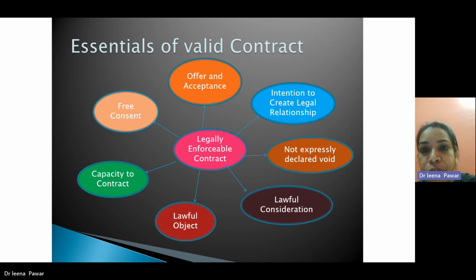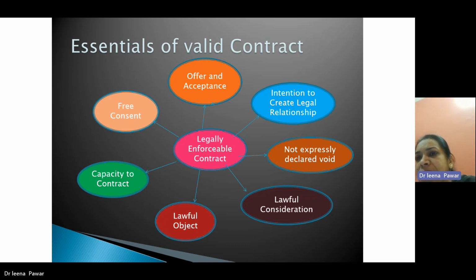Now let us move to section 14 of the Indian Contract Act. Section 14 says consent is said to be free when it is not caused by coercion, undue influence, fraud, misrepresentation, or mistake. If there is no coercion, no undue influence, no fraud, no misrepresentation, no mistake, then the consent is said to be free. If consent is taken under coercion, fraud, undue influence, misrepresentation, or mistake, then it is not free consent and the contract is not a valid contract.